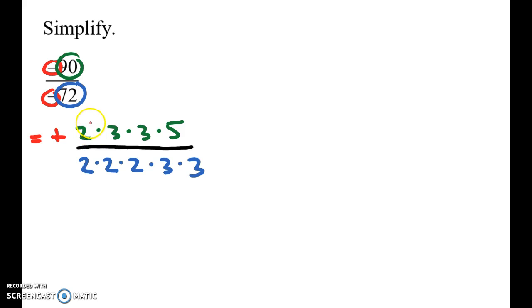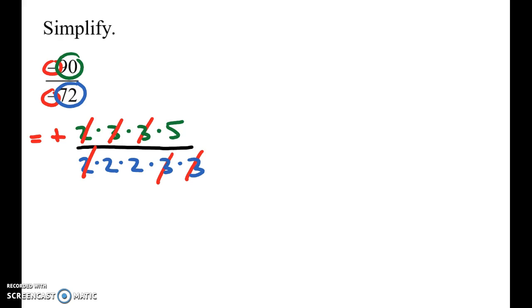Here we have 2 divided by 2, 3 divided by 3, and another 3 divided by 3. Notice that we denote the division or canceling using slashes. These factors will disappear from the fraction because they divide out to equal 1.